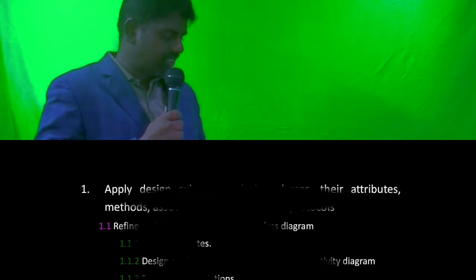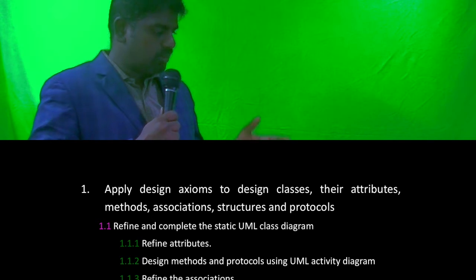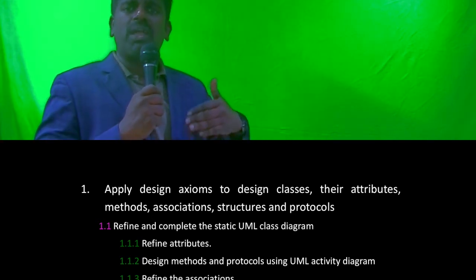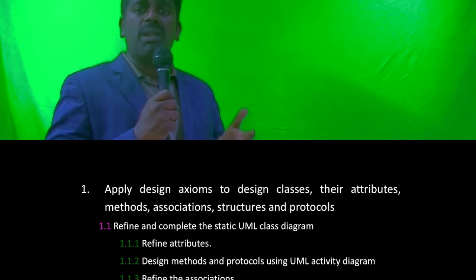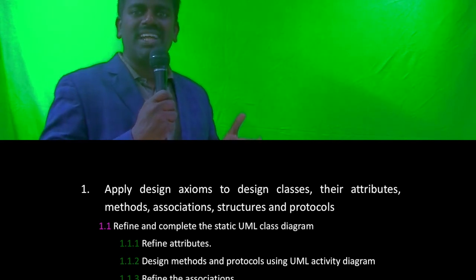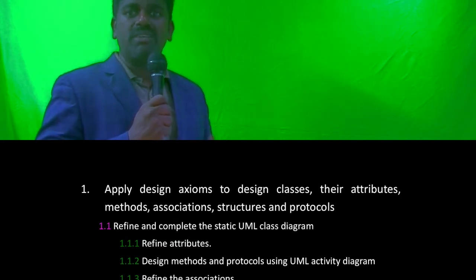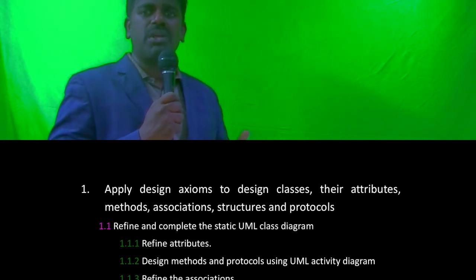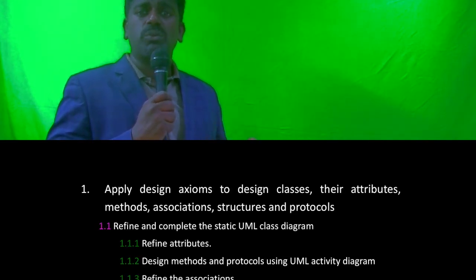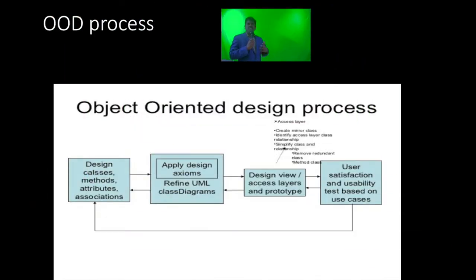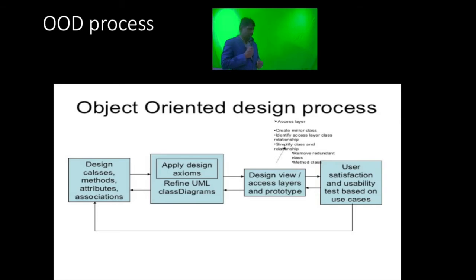Then the next phase of the object-oriented design process is to see how we are going to apply the design axioms. That means how we apply the rules in designing the class diagram. So in this chapter, we are going to see the different constraints and the rules we have to follow in designing the class diagram. That is the main purpose of this particular chapter.